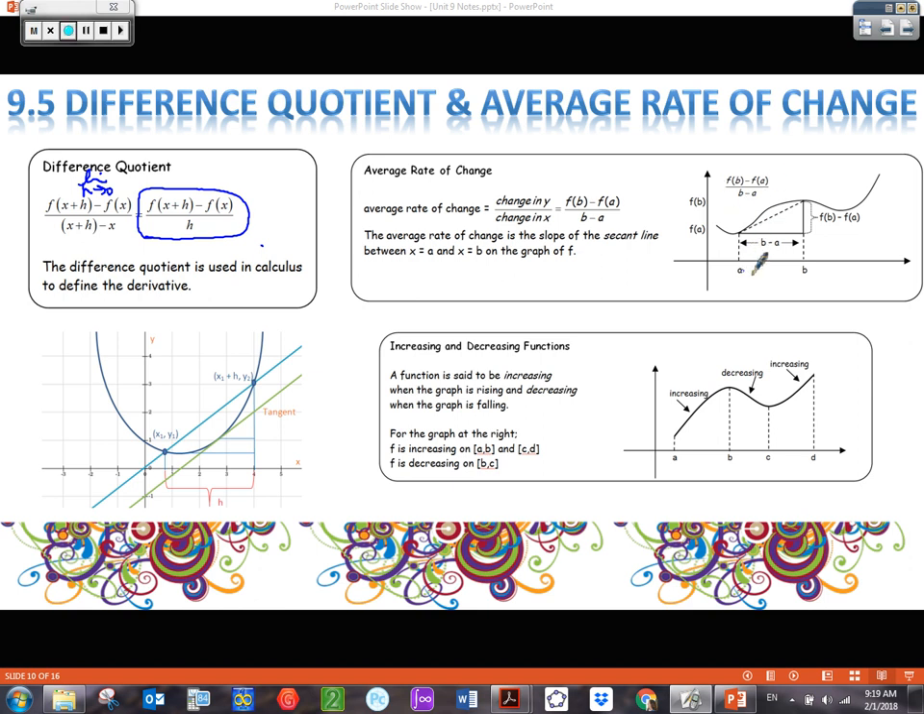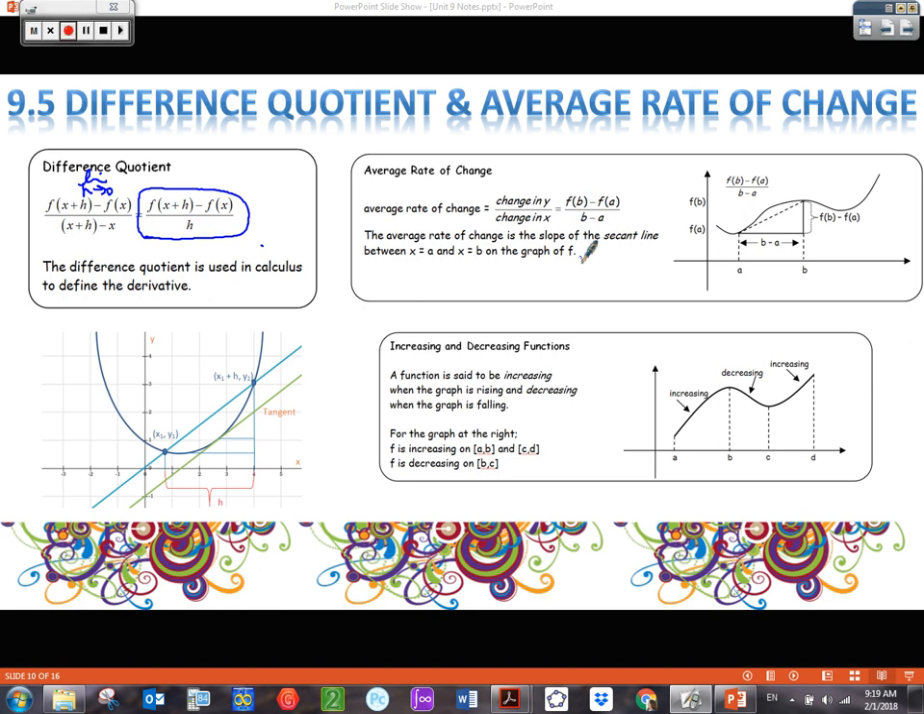Here's our little formula. And what we're doing here, b is the x value that's farthest right, and a is the x value that's farthest left. That's important to keep in mind. And then f of b minus f of a, so my y value at b minus my y value at a. That calculates the slope of the secant line. Really, this is just a slope formula, change in y over change in x.